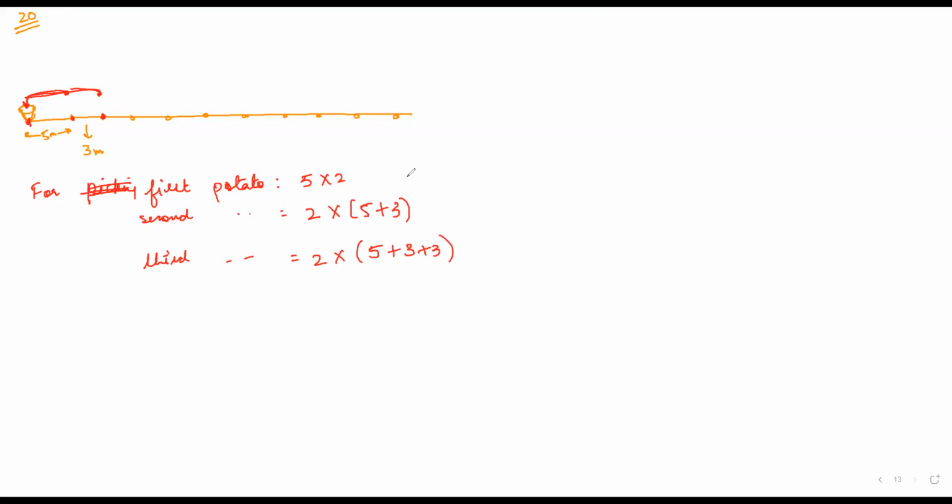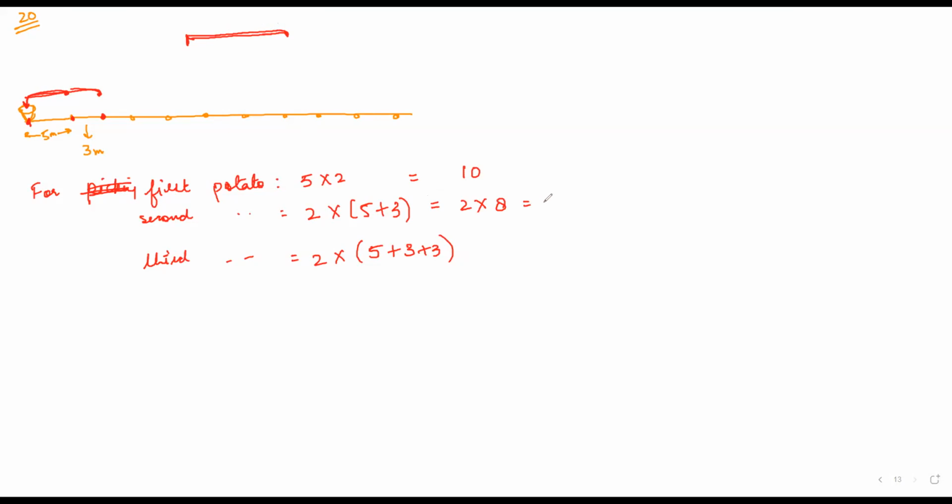Okay. So what I'm getting is 5 into 2 is 10. Then this is only 5 plus 3. Sorry, I didn't hear. Ma'am, only 5 plus 3. No, twice, because she's starting from here, right? She's picking the second potato. Then she is returning back and dropping it in the basket. So the total distance is 2 into 5 plus 3. So 2 into 8, right?